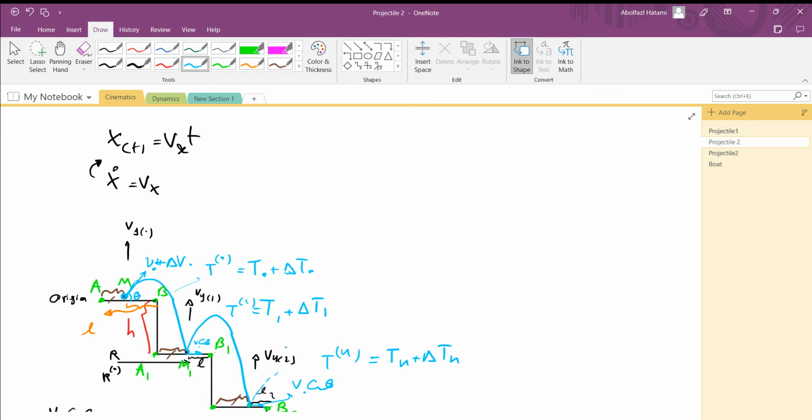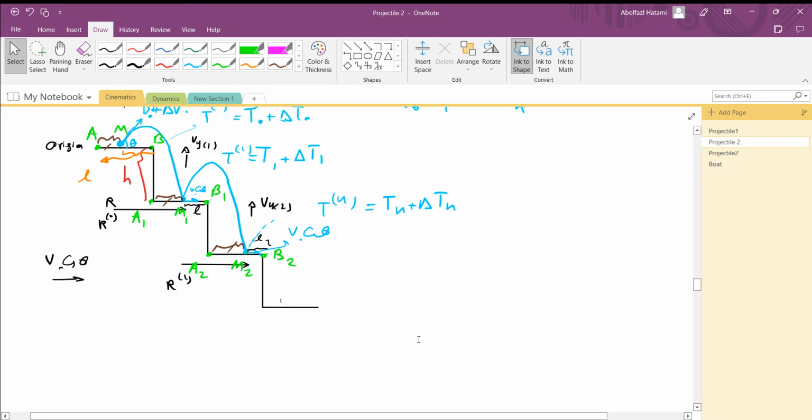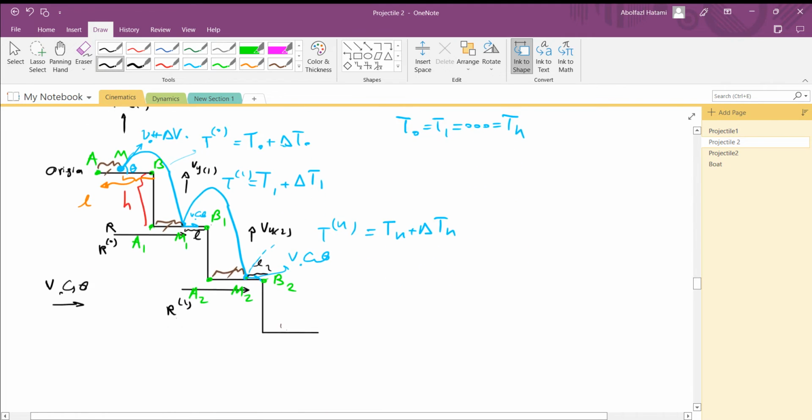And we also know the fact that t0 is equal to t1 and it is equal to tn. We know this fact, but there is another question: are these delta t's equal? Or for example, is delta t0 equal to delta t1, or is it equal to delta tn? We should actually obtain it. We should actually calculate it. We can't say, for example, that yes, they are equal, or no, they are not equal.